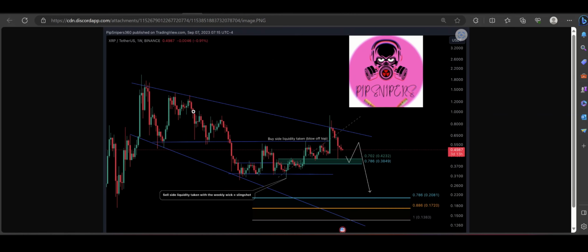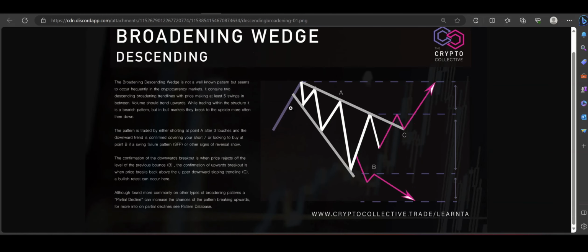Now, we don't even have to place waves on XRP. We can just take a look at patterns and liquidity. This is a descending broadening wedge. Okay, this is what a descending broadening wedge looks like. It's most commonly found in the cryptocurrency markets.